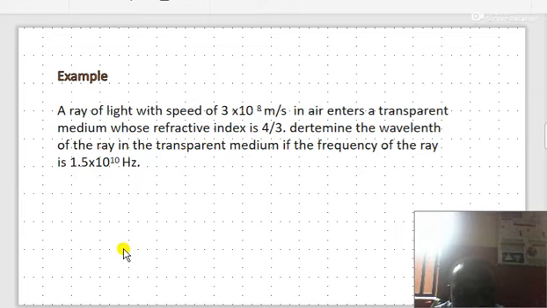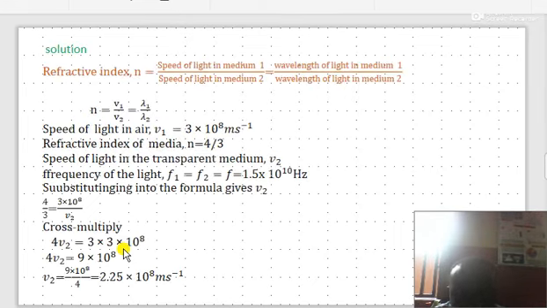We need to calculate the wavelength of the wave. So to do that, we need to know the speed of the wave in the second medium. So let us proceed to the solution.